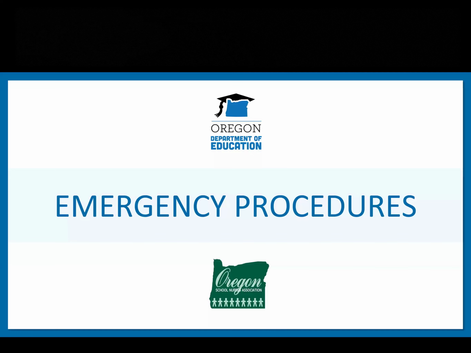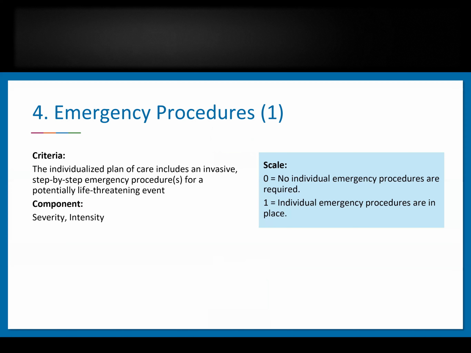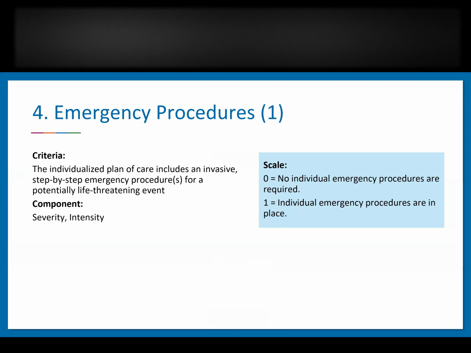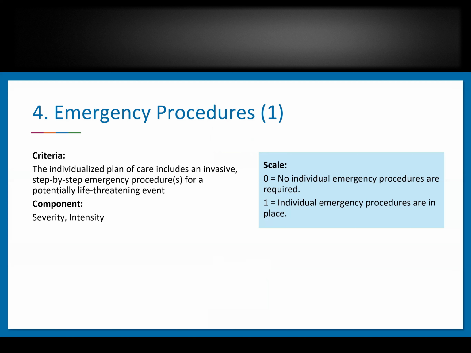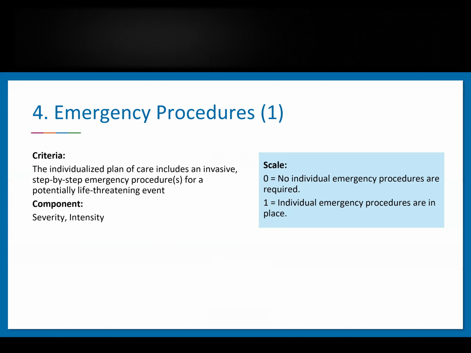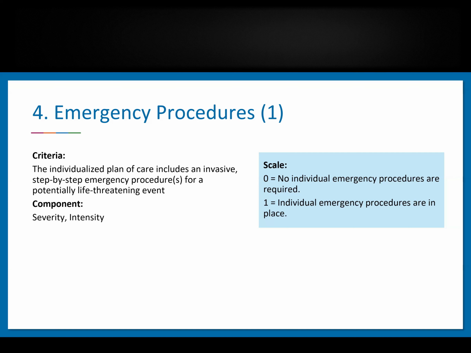The next criteria is emergency procedure. The emergency procedure criteria is described as the individualized plan of care includes an invasive step-by-step emergency procedure for a potentially life-threatening event. Components measured in this criteria include severity and intensity. Points in this scale are assigned as follows. Score a 0 when no individual emergency procedures are required or trained for. Score a 1 when individual emergency procedures are in place.